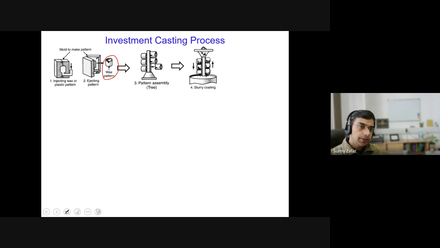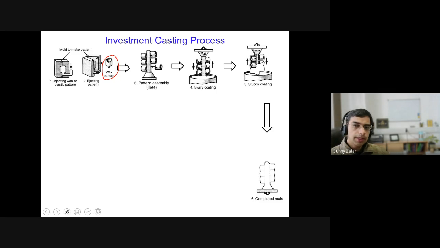Then once the patterns are loaded onto the tree, they are dipped in a slurry coating. This is a stucco slurry coating consisting of silicate particles, ceramic particles. These wax patterns are dipped multiple times in the slurry coating in order to develop sufficient thickness of this coating on them. And then after sufficient coating thickness is developed after a number of iterations, another stucco coating is applied. So this further strengthens the slurry coating.